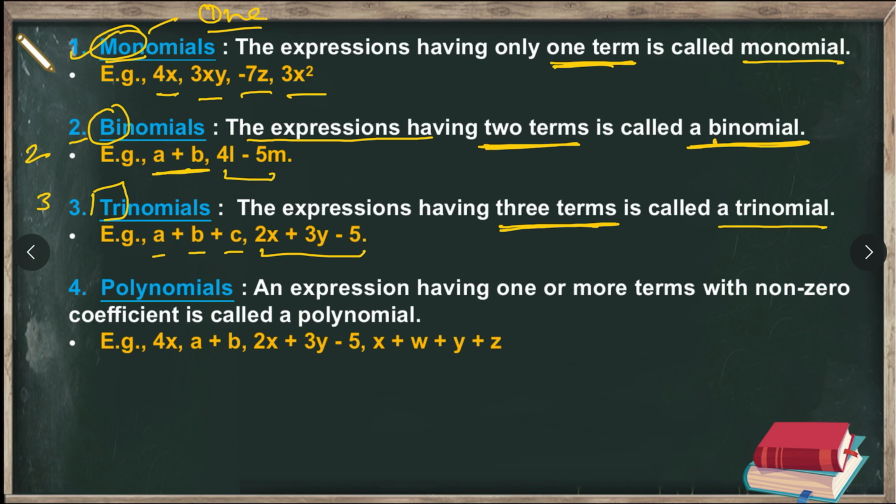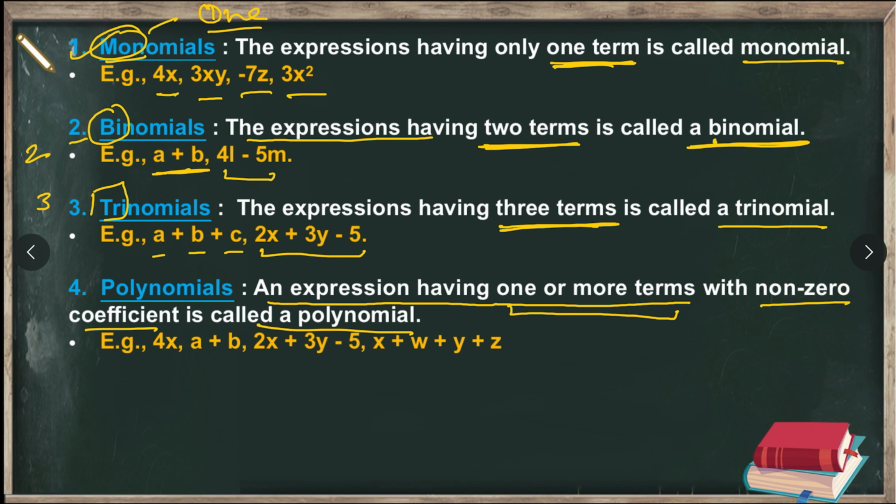Now all these expressions are collectively called polynomials. So we have an expression having one or more terms. Any expression which has either one or more than one term with no zero coefficient is called a polynomial. Whatever algebraic expression you have, that expression is in general commonly known as a polynomial.